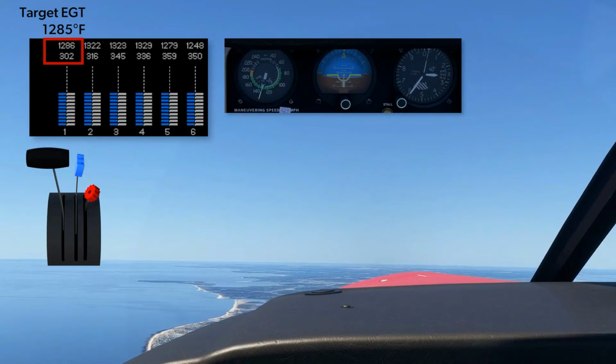And this is what that looks like. We pulled the mixture back a bit. EGT came back up to right around that 1285 target. And then there you go.